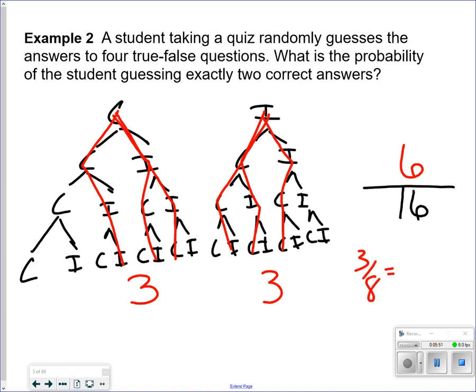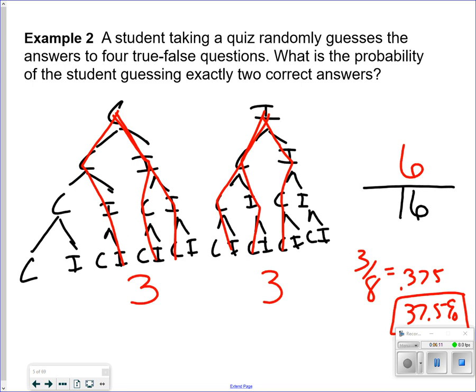Now, you also could write that as a decimal. You could also write that as a percent. So 3/8 is a 0.375. And to be honest, most people, when you start talking about probability, prefer things as a percent.